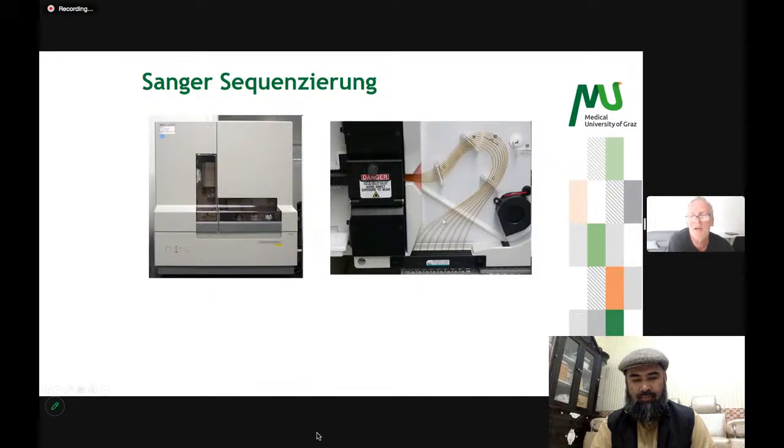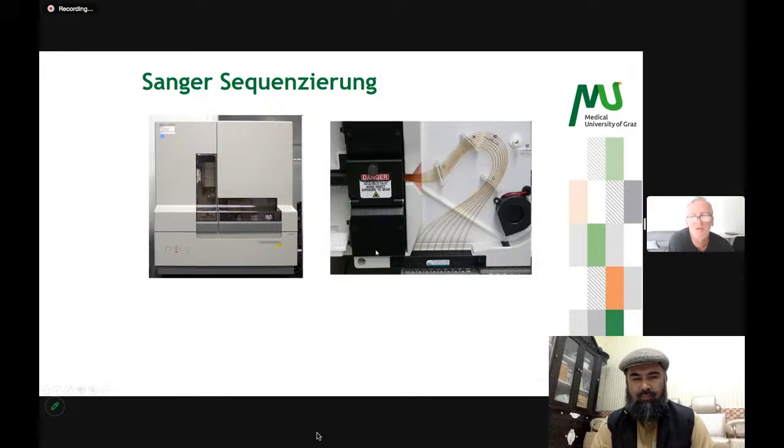And you see here a capillary system as it looks when you open the machine. You can sequence 16 PCR products in parallel, and you get approximately 16,000 KB of sequence information in 1 hour. So this is all incorporated in this machine.